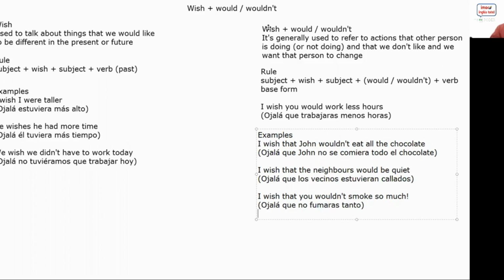All right, let's analyze. I wish that John wouldn't eat all the chocolate. Ojalá que John no se comiera todo el chocolate. Yo desearía que John no se comiera todo el chocolate. So, John always eats all the chocolate. I don't like that. I don't like that action. I want John to change this behavior.